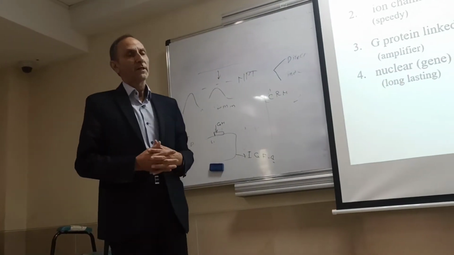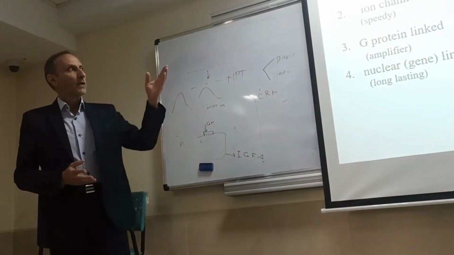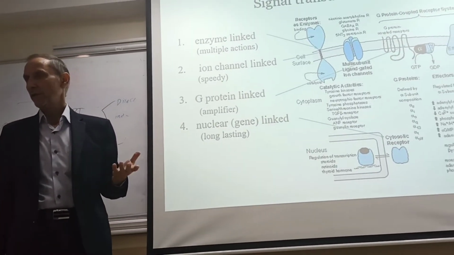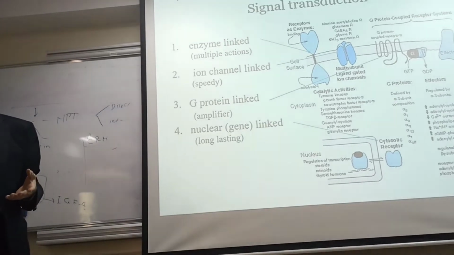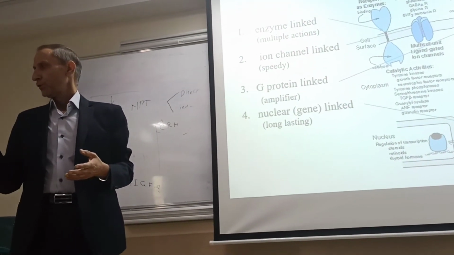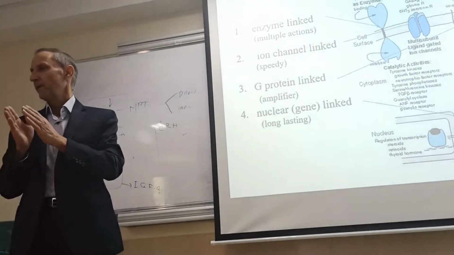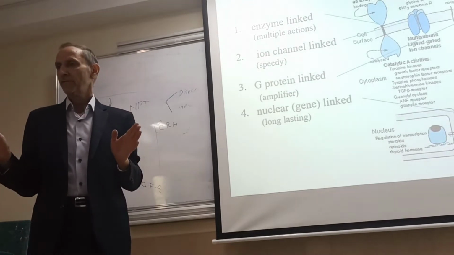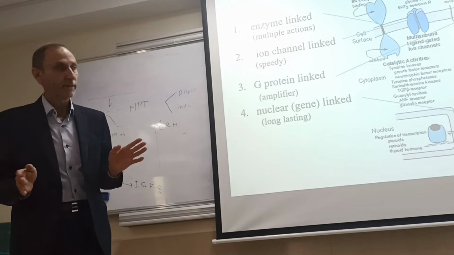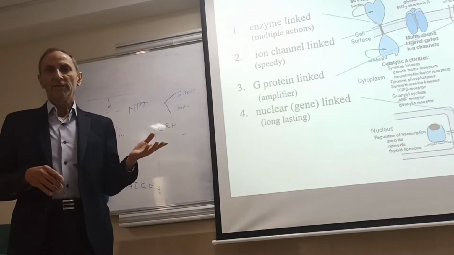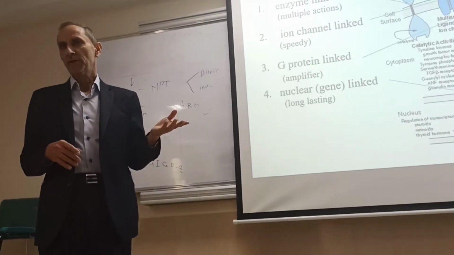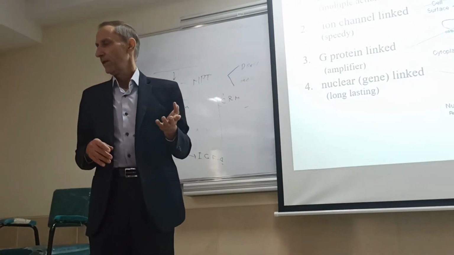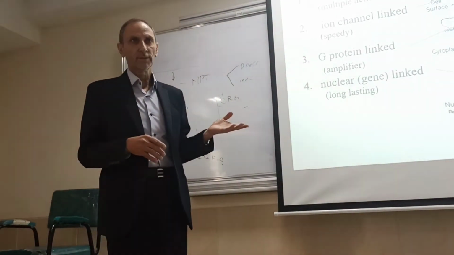We said that we have several forms. We have ligand-gated ion channels like nicotinic receptors for acetylcholine. When acetylcholine binds to nicotinic receptors, we have opening of the sodium channel, entry of sodium, and after that we have depolarization. Or for glutamate, some receptors are calcium ion channels. For gamma aminobutyric acid, we have chloride ion channels.